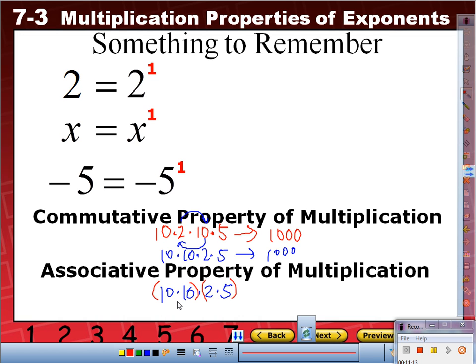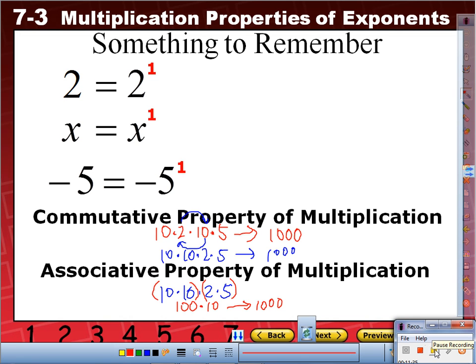What is 10 times 10? 100. What is 2 times 5? 10. And what is 100 times 10? It's still the same product. Copy that, please. Pretty simple, right?